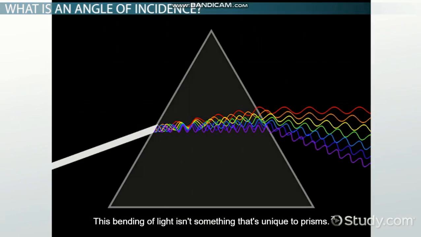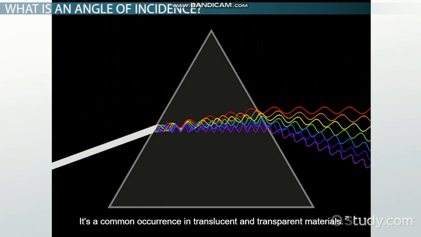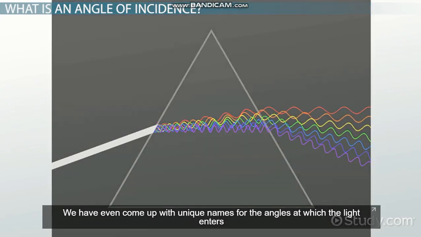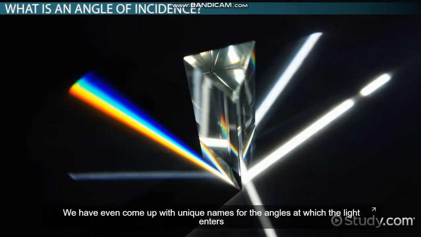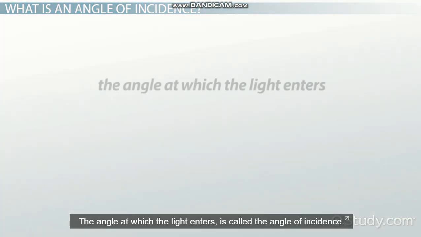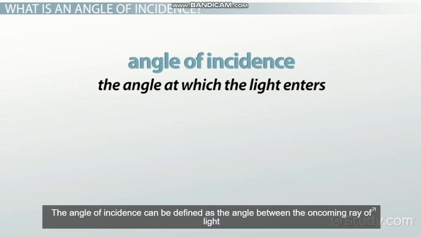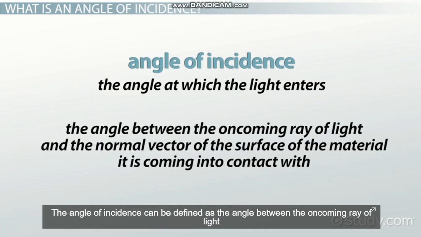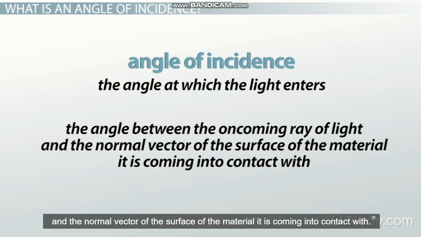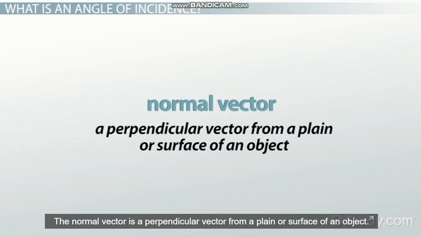This bending of light isn't something that's unique to prisms. It's a common occurrence in translucent and transparent materials. We have even come up with unique names for the angles at which the light enters and travels through the material. The angle at which the light enters is called the angle of incidence. The angle of incidence can be defined as the angle between the oncoming ray of light and the normal vector of the surface of the material it is coming into contact with. The normal vector is a perpendicular vector from a plane or surface of an object.